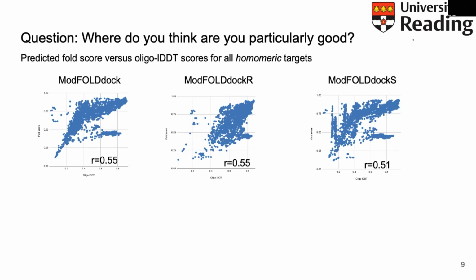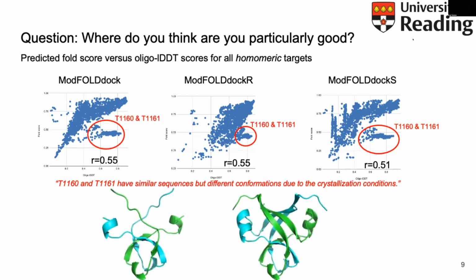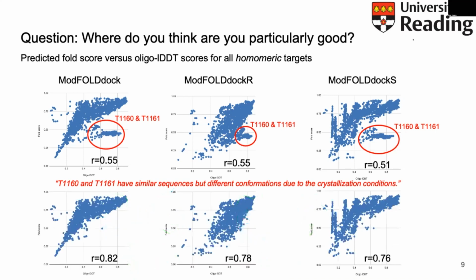If you calculate the correlation coefficients, the initial scores don't seem great, but you can actually see that there are some outliers on the plots here. There's an obvious set of outliers. These are for the targets T1160 and T1161, which the assessors told us beforehand have similar sequences but different conformations due to crystallization conditions. So it's not surprising that these were difficult to score, as these are basically two different correct answers for essentially the same target. How we deal with this issue for model accuracy estimation is a problem that we need to handle in the future. And obviously, if we just leave out these targets, we get much better correlations overall.